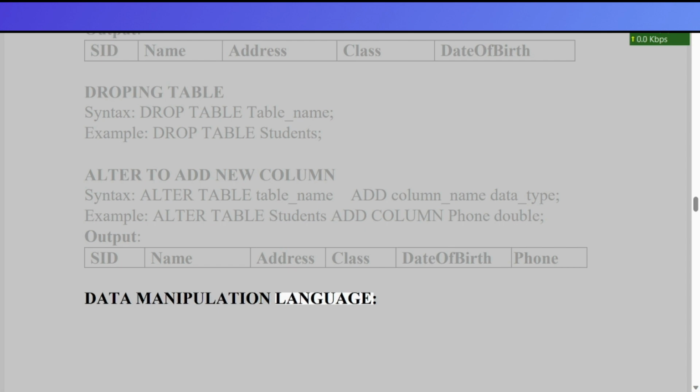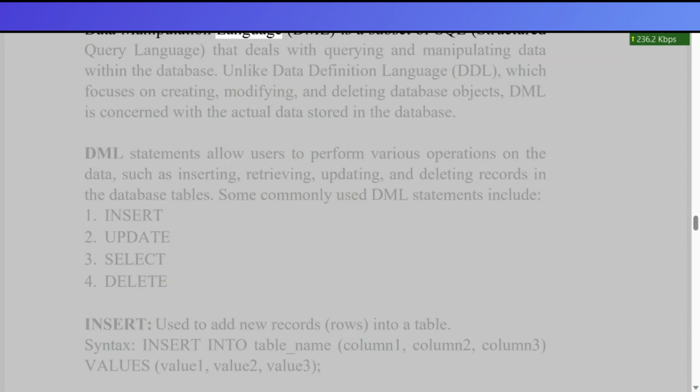Data manipulation language. Data manipulation language, DML, is a subset of SQL, structured query language, that deals with querying and manipulating data within the database. Unlike data definition language, DDL, which focuses on creating, modifying, and deleting database objects, DML is concerned with the actual data stored in the database. DML statements allow users to perform various operations on the data, such as inserting, retrieving, updating, and deleting records in the database tables. Some commonly used DML statements include 1. Insert, 2. Update, 3. Select, 4. Delete.